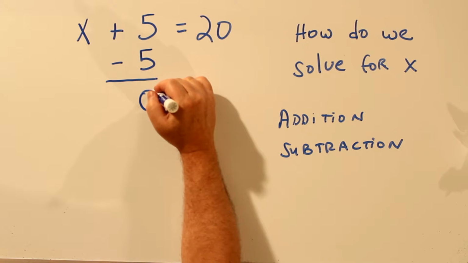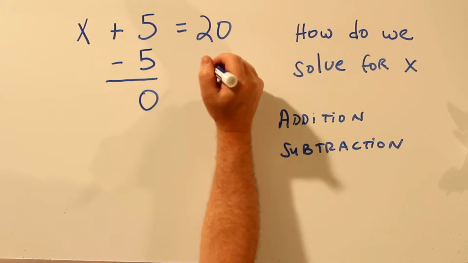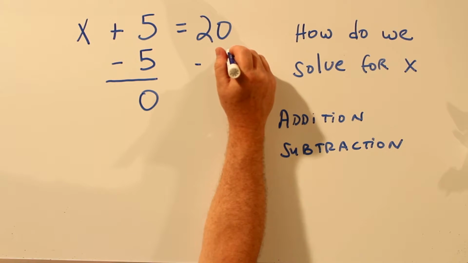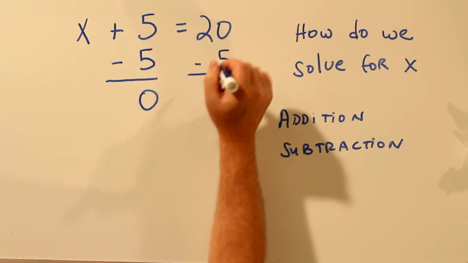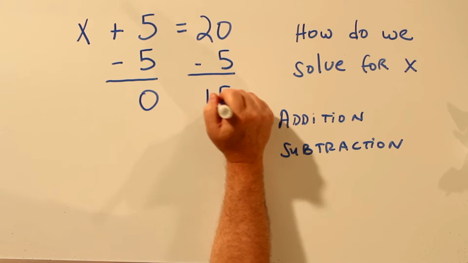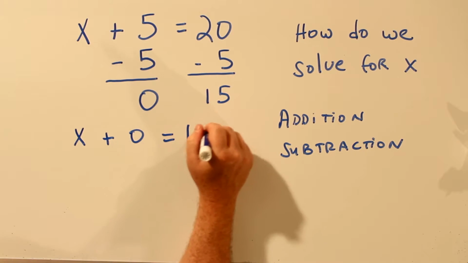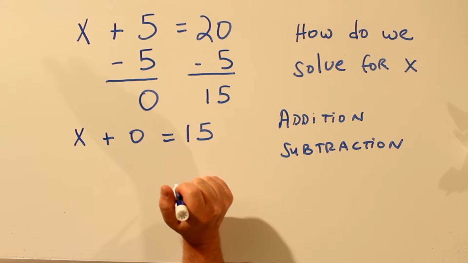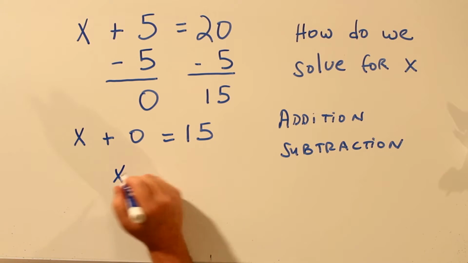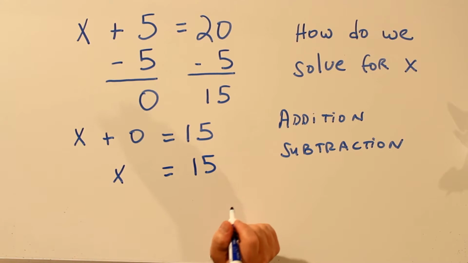That will leave 0 next to the x. But if I subtract 5 from this side of the equation, to keep the equation true, I'm going to subtract 5 from the other side of the equation. And when I subtract 5 from 20, I get 15. So the equation would look like x plus 0 equals 15. But if we add 0 to any number, we haven't changed the number or the variable. So we can just write x by itself, equals 15, without the plus 0. And we've solved the equation for x.